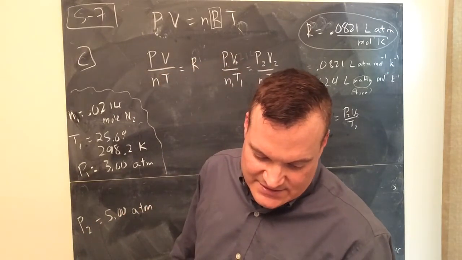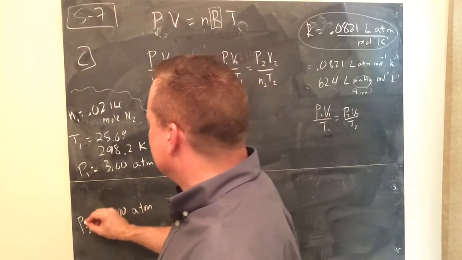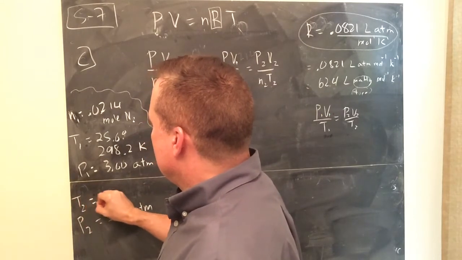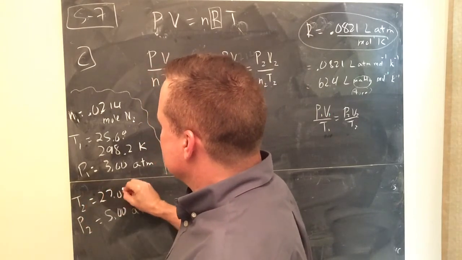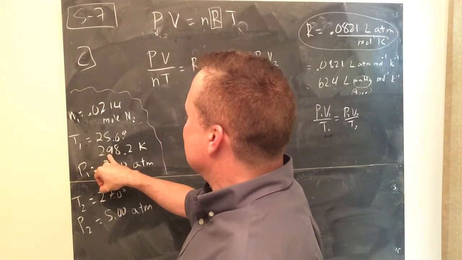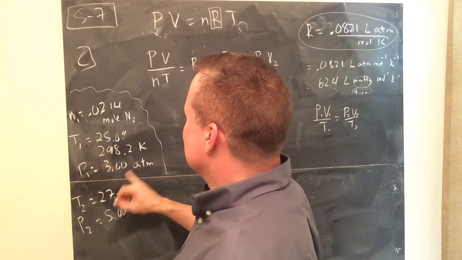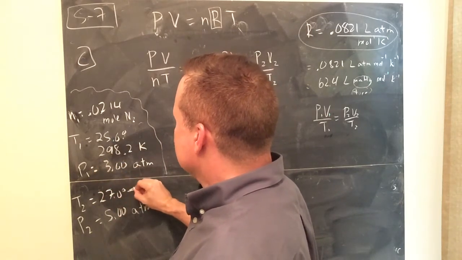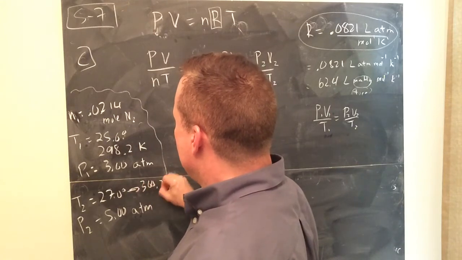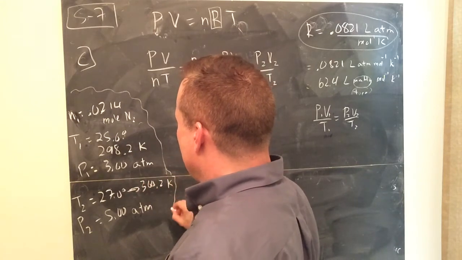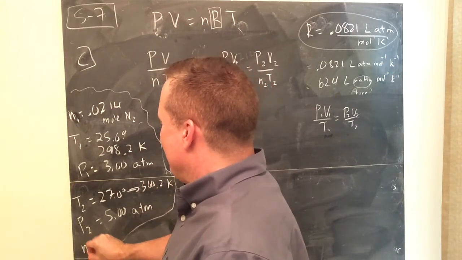And it says the temperature changes to 27 degrees Celsius. So 25 is 298, 2 plus 2 more is 300. That's going to be 300.2 Kelvin. Wow, all these numbers. What now?